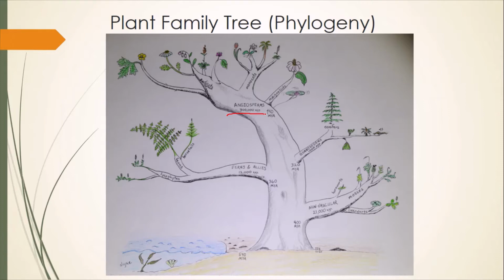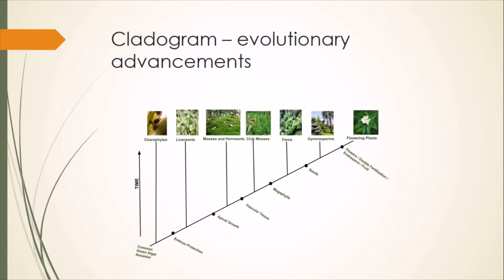And I want to walk through each of these five groups. Before I do that, let's look at a couple of other different ways of representing this family tree. One is a cladogram, showing how the different clades or major groups are related to one another. And here we have a really simple family tree. We start with the most primitive, just the most basic model of plants, and that was green algae.